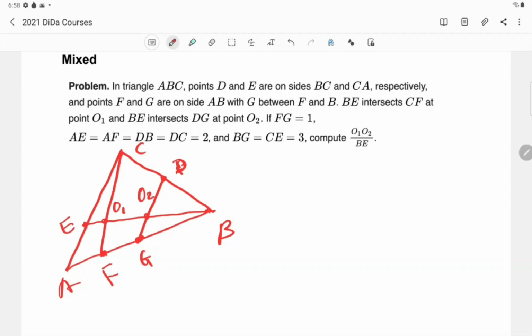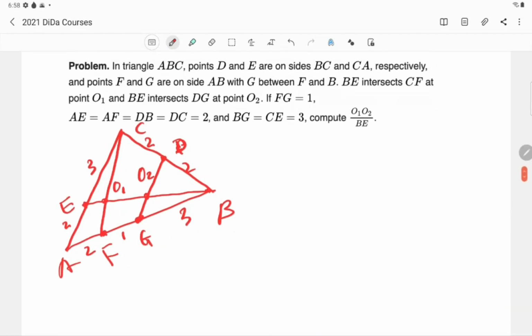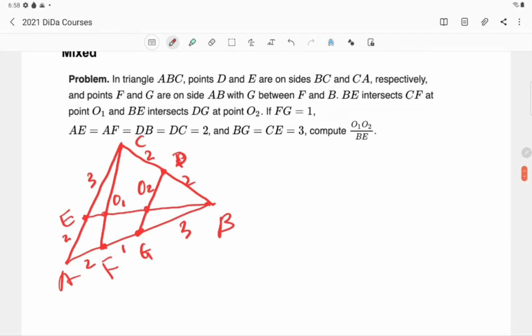Okay. And then let me mark all those lengths so we don't need to look up. AE is 2, EC is 3, CD is 2, DB is 2, and then FG is 1, BG is 3, okay? So what's the difficulty here that we haven't covered yet with this problem?